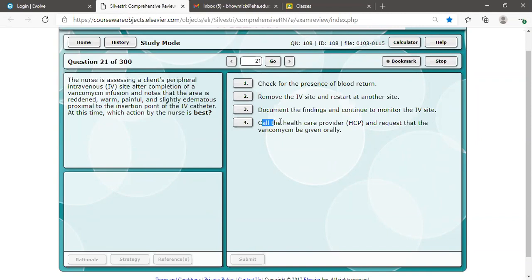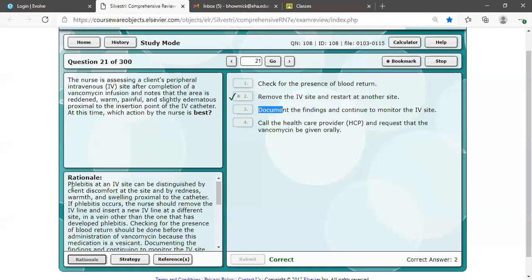So it is true that we can call or inform the doctor. It is important. But what is my first priority? I am in the field, on the floor. Documentation is also important. It is a step-by-step process. But which is first? First is your action. Take the measure, stop the damage, call the doctor, keep the documentation, right? So out of all, the first action is to remove the IV because phlebitis has already developed. So I have to remove the IV site, restart at another site, call the doctor, keep the documentation. Definitely our first priority is to take action, remove it, and start the new one.